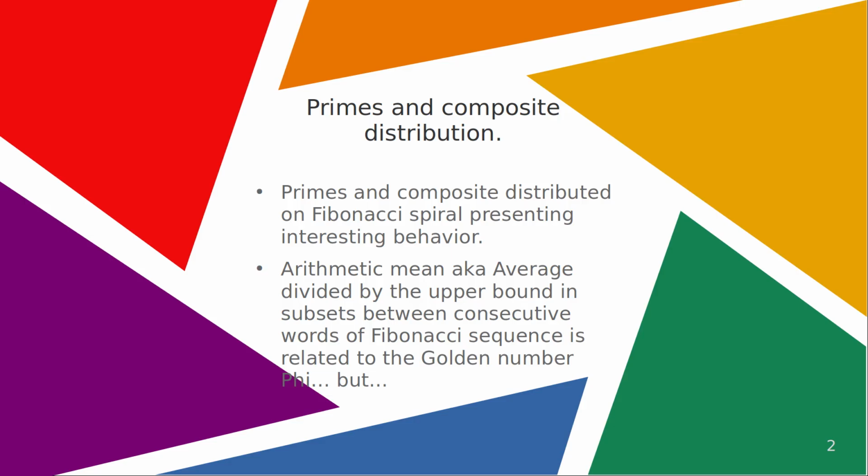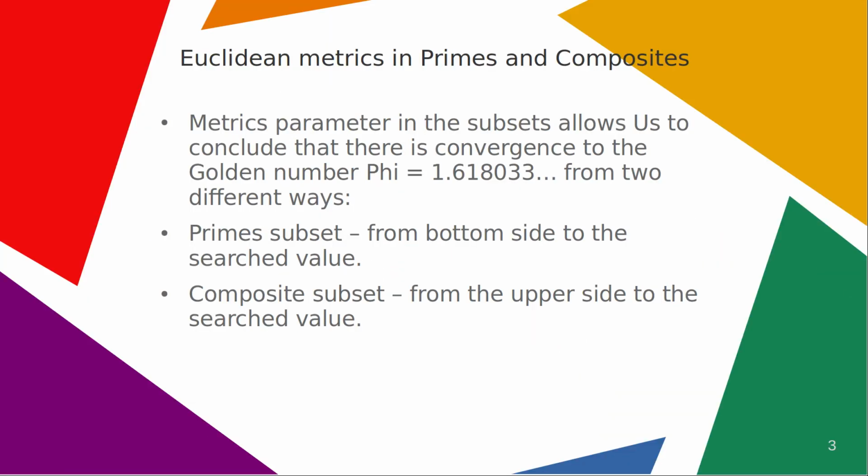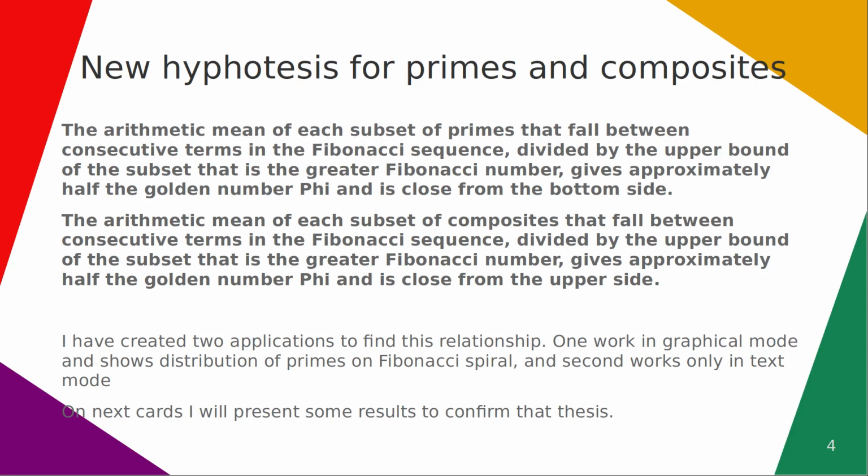Section 2. Mathematical concepts, formulas, and relationships. The video introduces several key mathematical concepts to build its hypothesis. The golden ratio, phi, is defined as approximately 1.618033. The Fibonacci sequence is represented as f of n minus 1 and f of n, which are consecutive terms in the sequence. The math relies on isolating subsets of primes and composites that fall strictly between consecutive Fibonacci bounds.